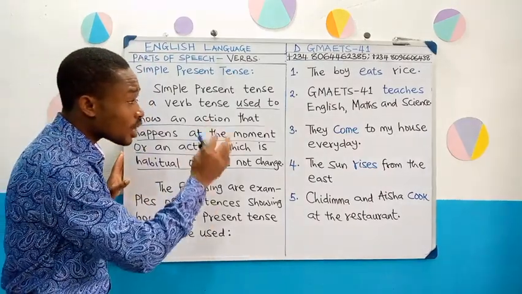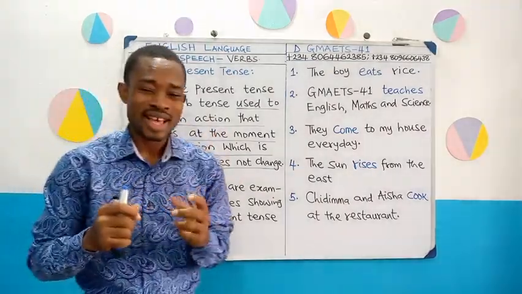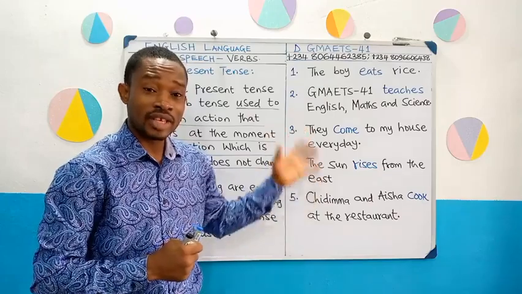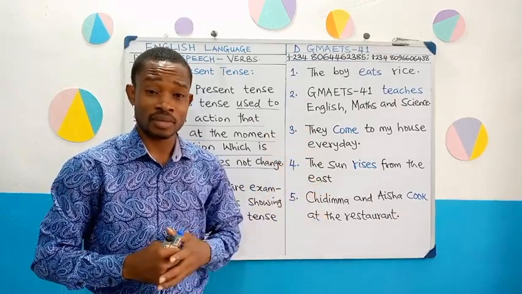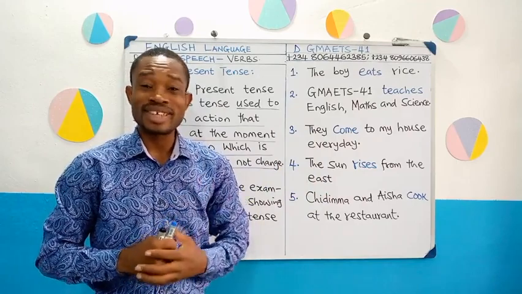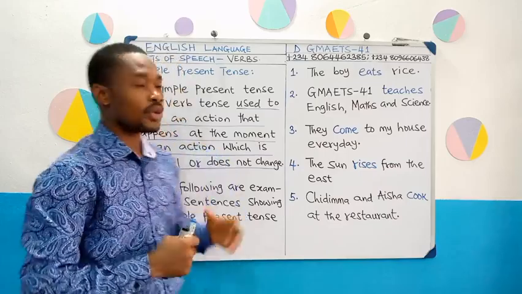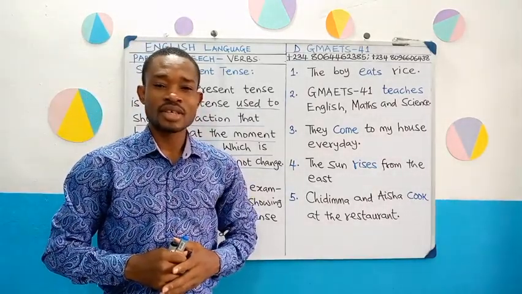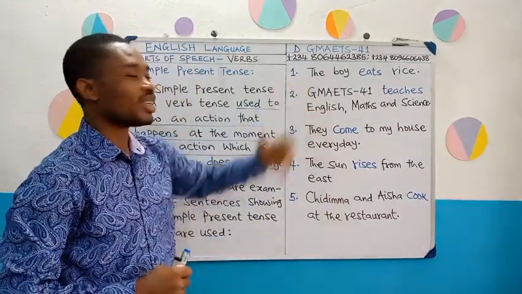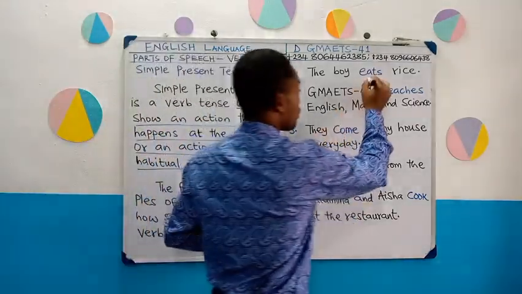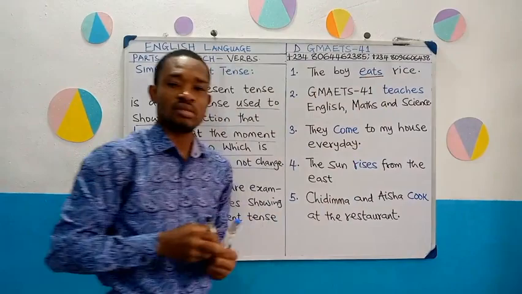So the following examples we have here on the board will show us how we can use simple present tense. Now you pay attention as I read through and then explain each of them, because you'll be given an assignment to also make sentences showing how we can use simple present tense in English language. Sentence number 1. The boy eats rice. The simple present tense there is eats.